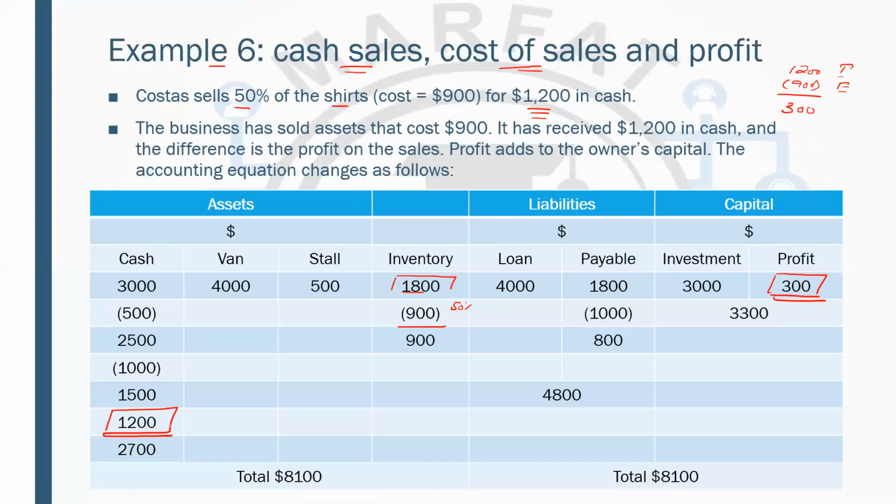So this is how you are going to plot this in the accounting equation. We have the assets, we have the capital. There's a change in the assets, and there's a change in the capital. We sold shirts of 900, so we deducted it from the inventory. Now we only have inventory of 900. We sold these shirts for 1200, that is added to the cash, and then 300 is the profit, which is added to the capital.